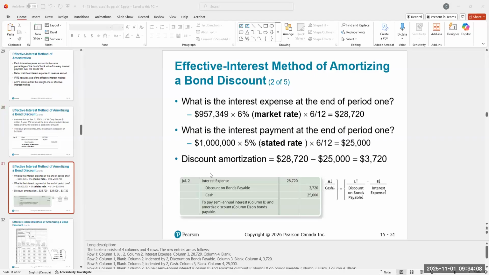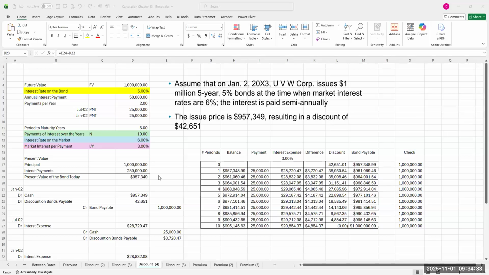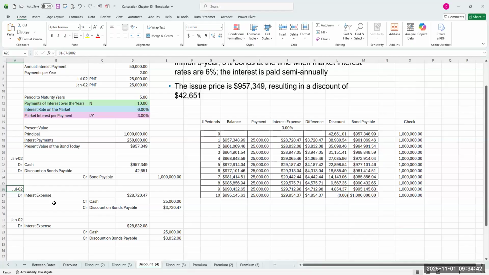Now, what's going to happen if we have to pay the interest on those bonds? Let's go back to the Excel spreadsheet. Once we issue the bonds, unfortunately, the time starts rolling. If we issue the bonds on January 2nd, the first interest payment is July 2nd. So on July 2nd, we have to pay interest. How much interest do we have to pay? We have to pay $25,000 interest.